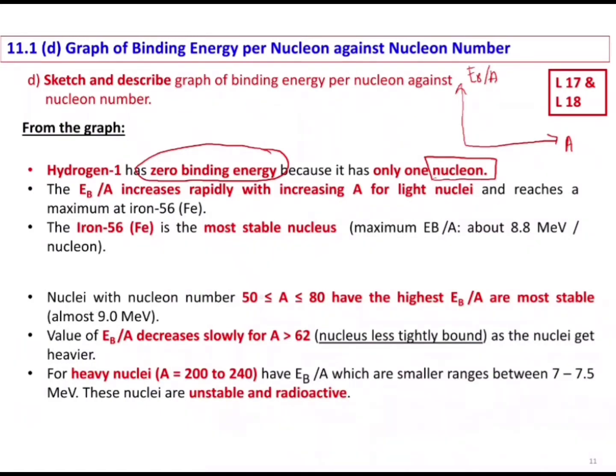Next, nuclei with nuclear number between 50 and 80 have the highest binding energy per nucleon and are more stable, which is almost 9 MeV binding energy per nucleon. Next, look here. The value of binding energy per nucleon decreases slowly when A is greater than 82, where the nucleus is less tightly bound as the nuclei get heavier.